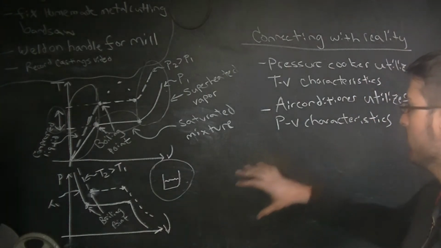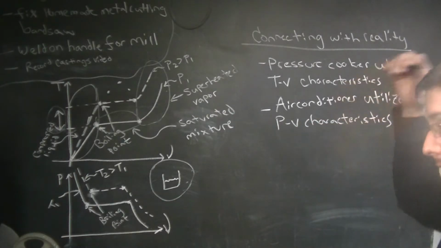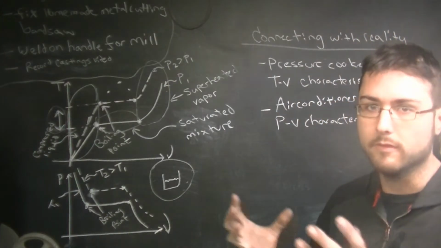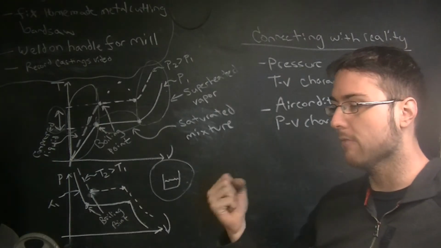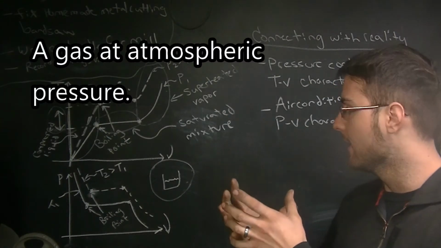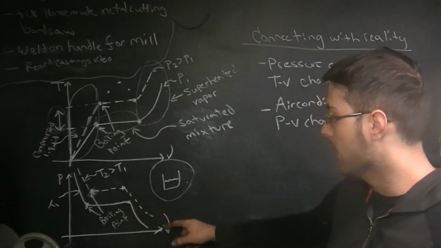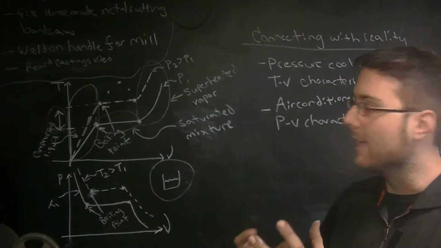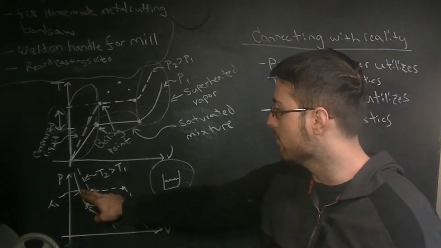For the PV diagram, an example of that is air conditioners. Air conditioners use a refrigerant for their substance, and that refrigerant starts out as a gas, pretty much in this region on the right, and it uses a compressor to compress it a lot until they get it over here in the compressed liquid state.